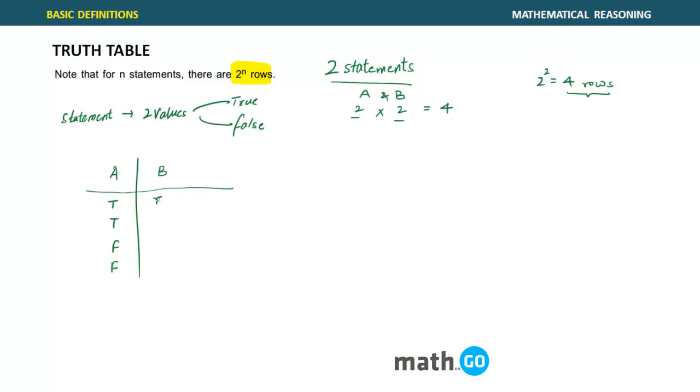So for B, what you will do? Alternate T and F. Right? And there will be some conclusion over here, we will talk about it later. So this is how you construct a truth table. Construction of truth table.